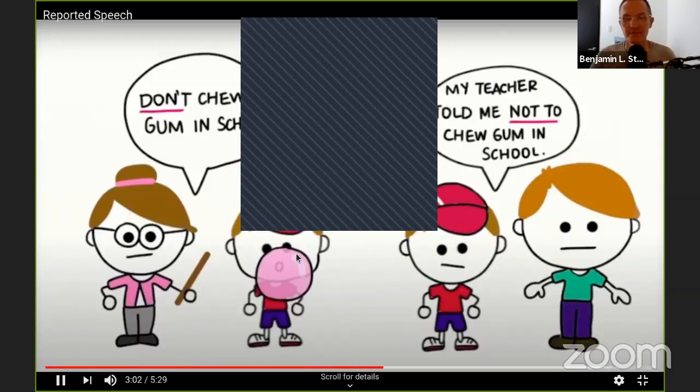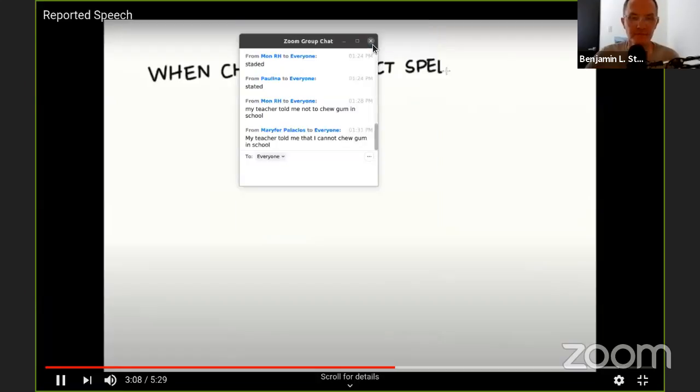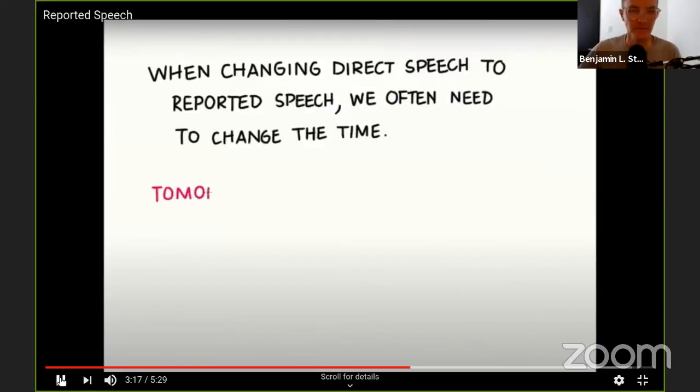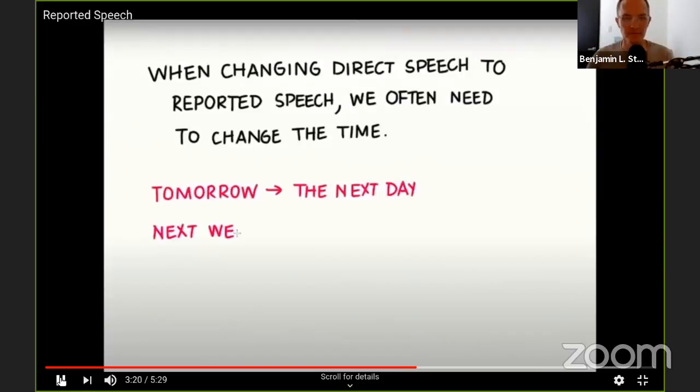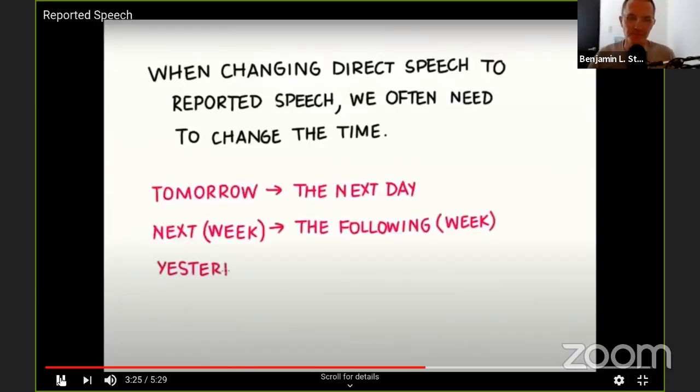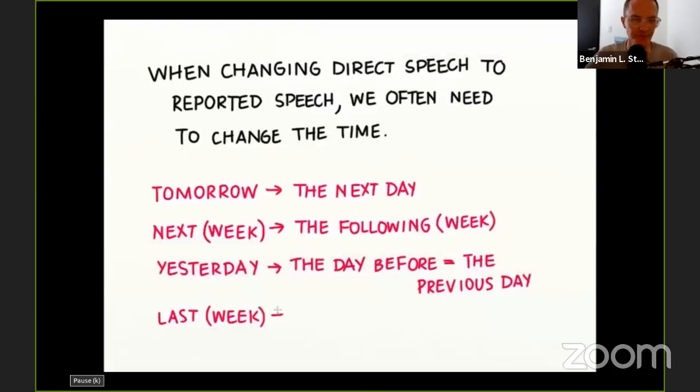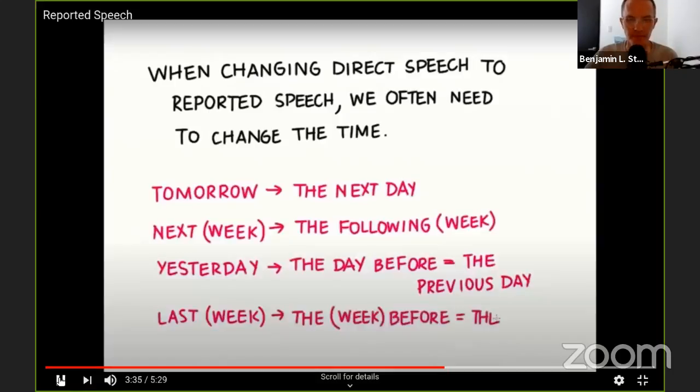Here, the word don't changes to not to. When changing direct speech to reported speech, we often need to change the time. For example, tomorrow becomes the next day. Next week becomes the following week. Yesterday becomes the day before or the previous day. Last week becomes the week before or the previous week.